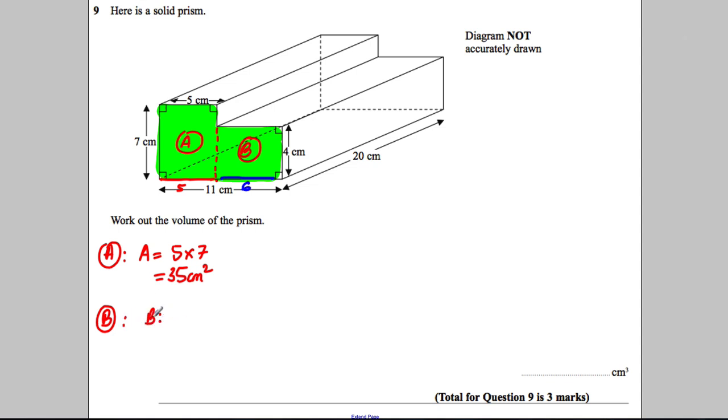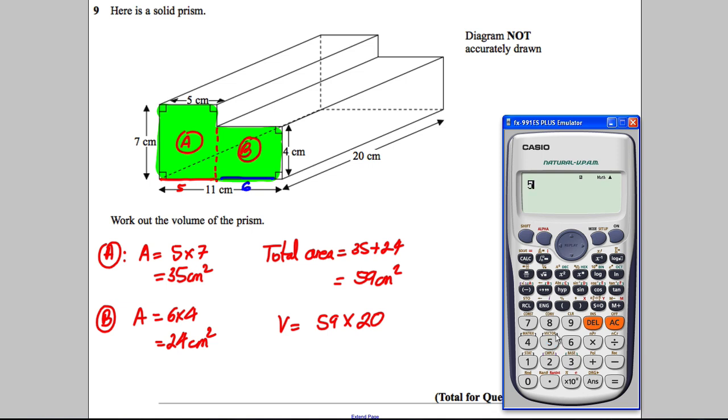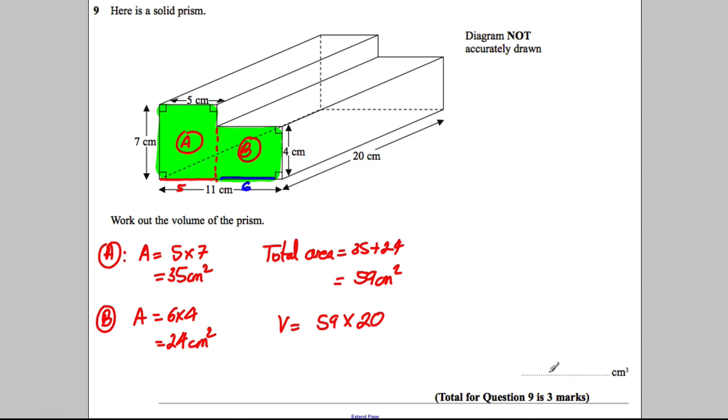So for B, the area of B, we have 6 multiplied by 4, which is equal to 24 centimeters squared. So the total area is going to be the 35 add the 24. If you do 35 add 24, you get yourself 59 centimeters squared. So the volume is going to be 59 multiplied by 20. Okay. So 59 multiplied by 20 will give you 1180 centimeters cubed.